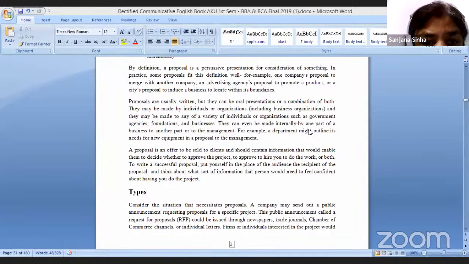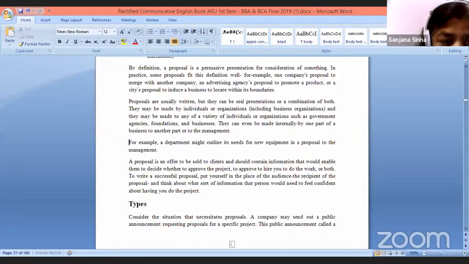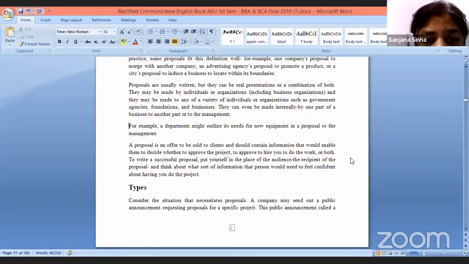They can even be made internally by one part of a business to another part, or by the department to the management. For example, a department might outline its needs for new equipment in a proposal to the management. तो एक डिपार्टमेंट में न्यू इक्विपमेंट का प्रपोजल भी दे सकता है टू द मैनेजमेंट. So here we are talking about internal proposals, anything which is inside the organization.